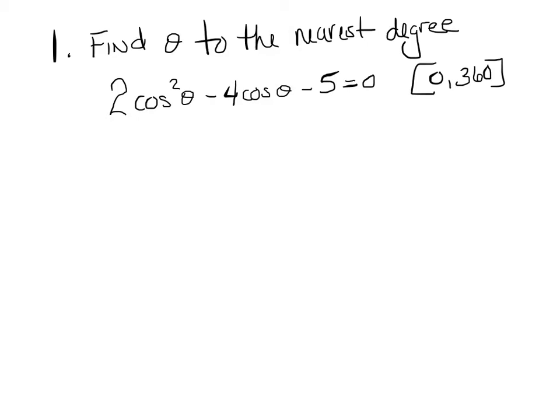So number 1, find theta to the nearest degree. So that's the first thing I got to watch, nearest degree, so I know I'm going to have to round and use my calculator. 2 cosine squared theta minus 4 cos theta minus 5 equals 0. And the interval they give me is 0 to 360.